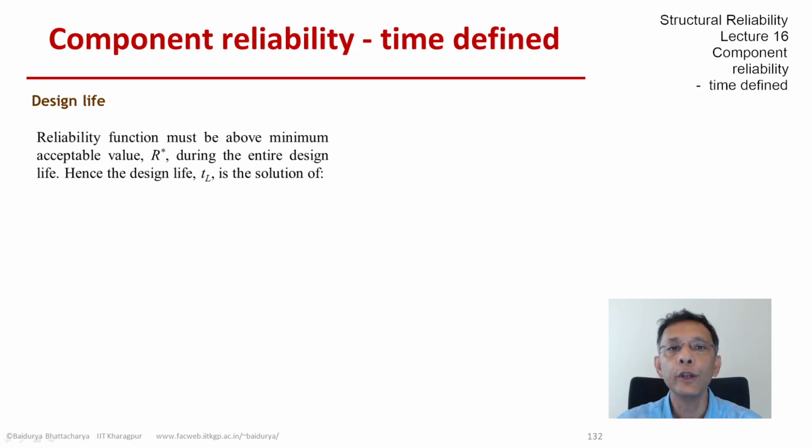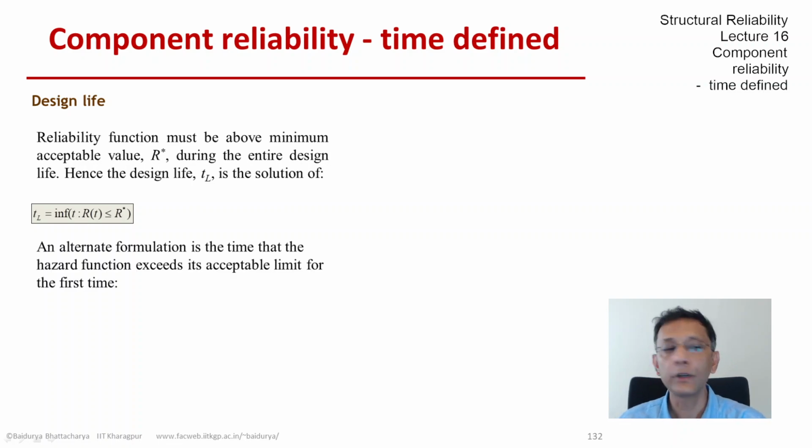But if we know what R star is, then we have a very logical method of coming up with the design life. So that would be the time at which the reliability first falls below R star. Obviously, the R function can never go up, so we are talking about cases where it can stay constant. So that's how we define the design life in terms of acceptable reliability.